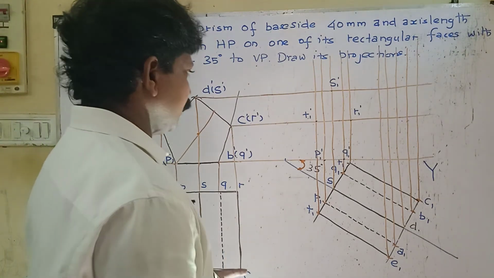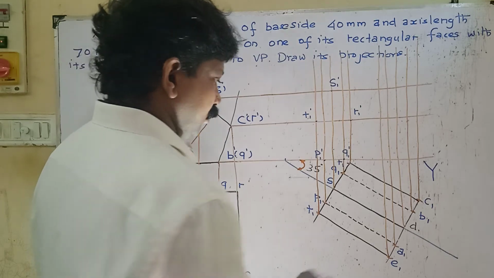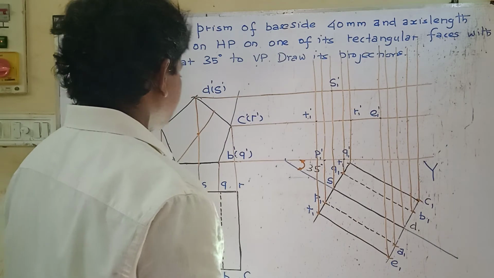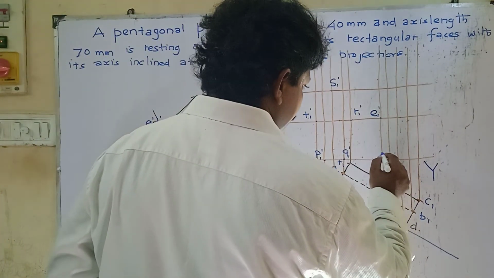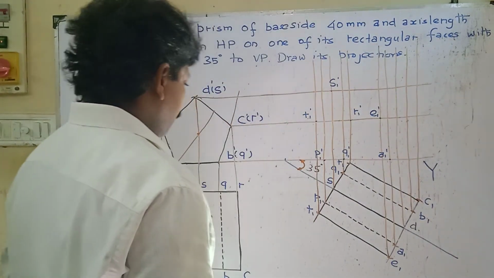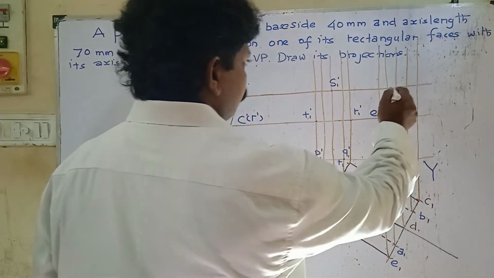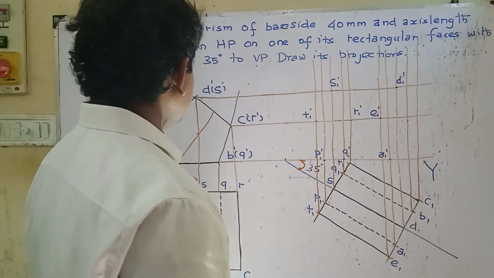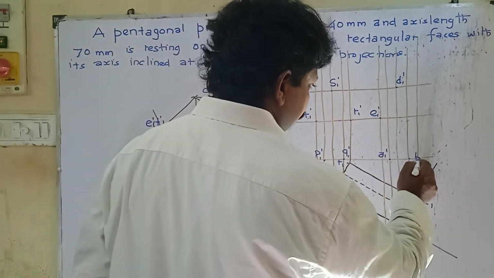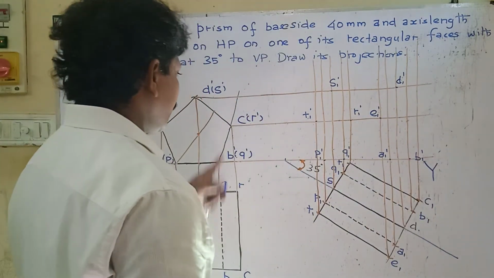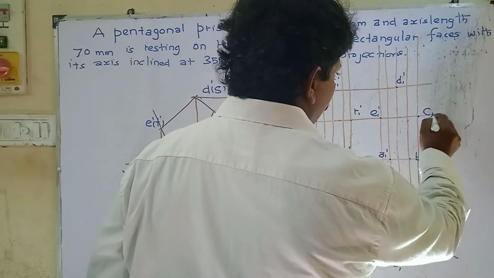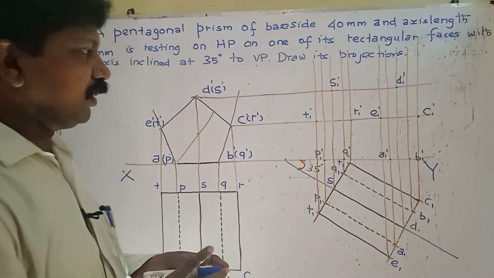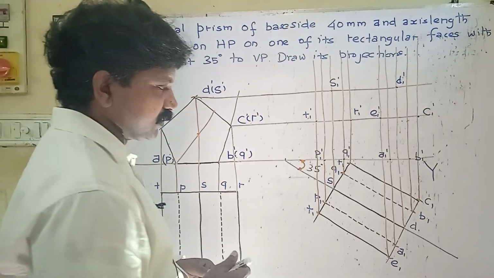E1 and E dash intersecting point as E1 dash. A1 and A dash intersecting point as A1 dash. D1 and D dash intersecting point as D1 dash. B1 and B dash intersecting point as B1 dash. C1 and C dash intersecting point as C1 dash. Now the two bases are over. Now join all the lines.